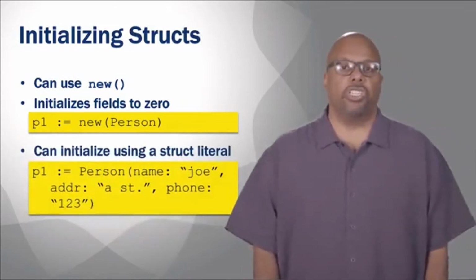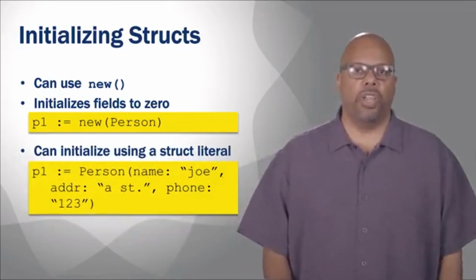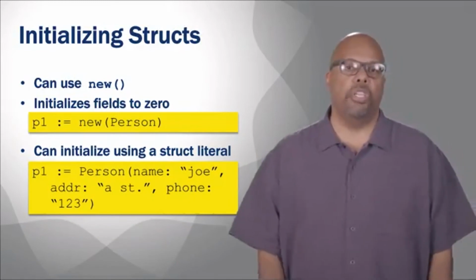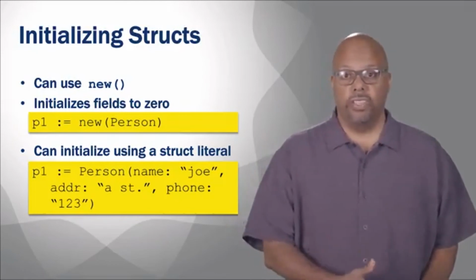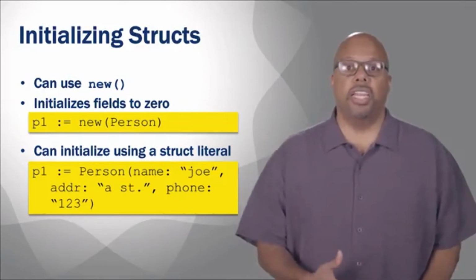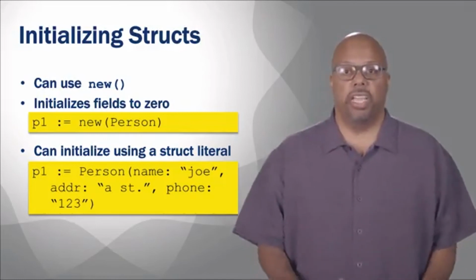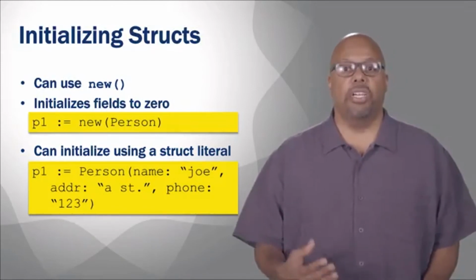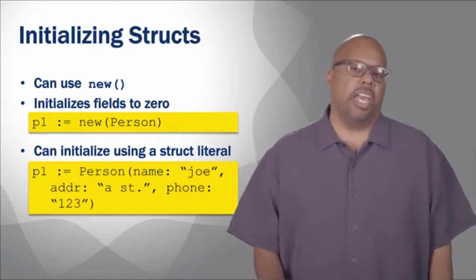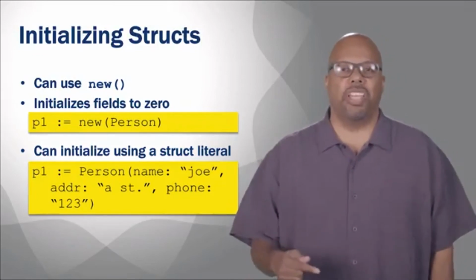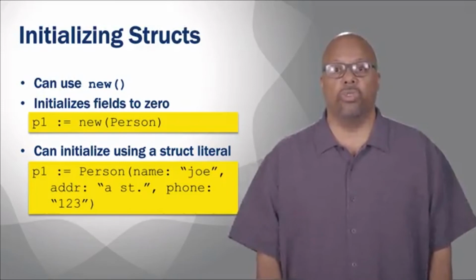Another way you can initialize the structure is with a struct literal. So if you want to give values to all the fields right when you create the person, and we're showing that here, p1 colon equals person. Then in parentheses, I'd give the struct name, and then the struct value, right? So name colon Joe, comma, address colon A Street, and then comma, phone colon 123. Right? So in this case, I'm using a struct literal, and I'm making a new structure, but I'm also assigning all the fields to different values, Joe and A Street and 123. So I can do that too.